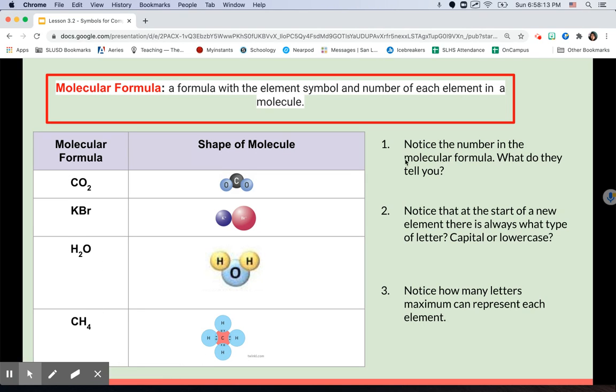I want you to first notice the numbers in these, comparing them to the shape of the molecule. What do you think the number is telling you? Go ahead and pause this video right now and see if you can figure out what the numbers are telling you.